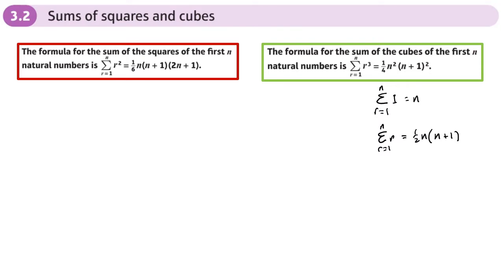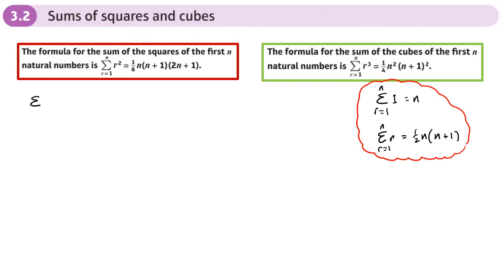Okay, so these two you are expected to know. They're not in the formula book. We are given formulas, and you don't need to memorize these. These will be in the formula booklet for the sum of squares, the first square numbers up to n, and the sum of the cube numbers. So let's go through these.